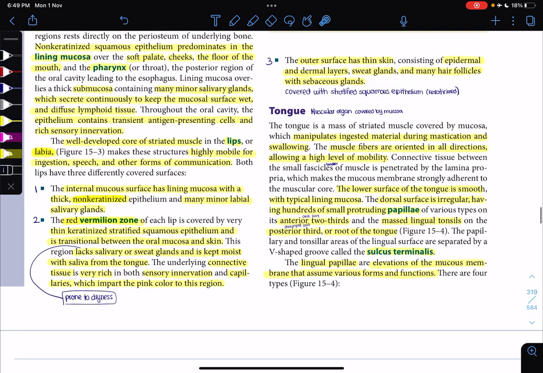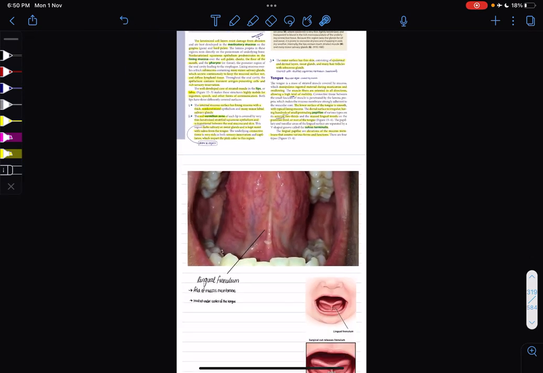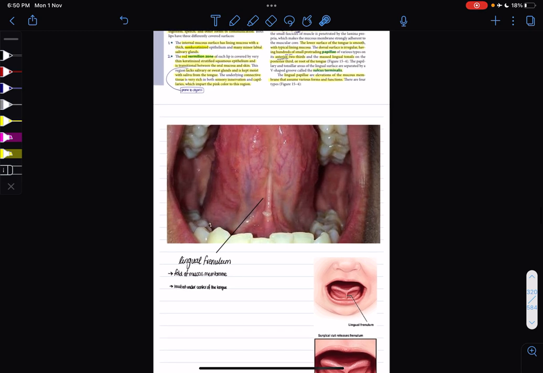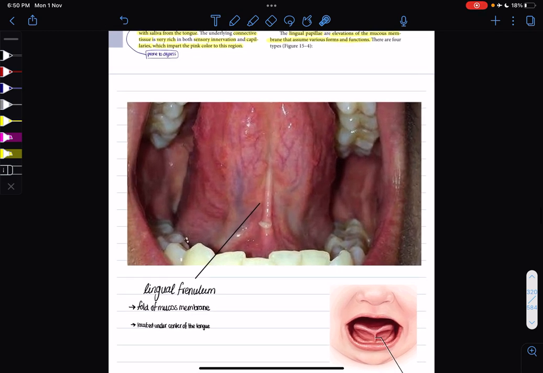Okay, so the lingual papillae are elevations of the mucous membrane that assume various forms and functions. في عنا four types رح نتكلم عنهم هلا, بس قبل ما نتكلم عن هدول four types, I just want to add one more structure to the tongue, which is the frenulum. And the frenulum, as you can see here, is a line directly under the center of the tongue. And it's a fold of mucous membrane.